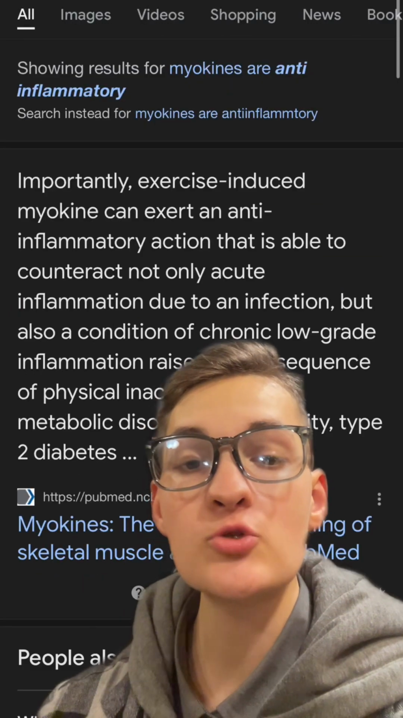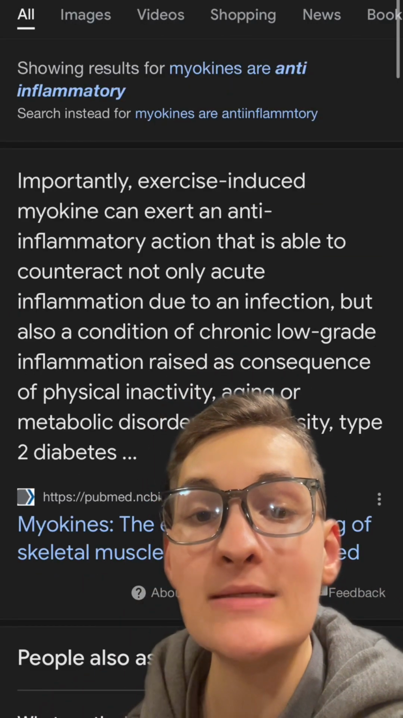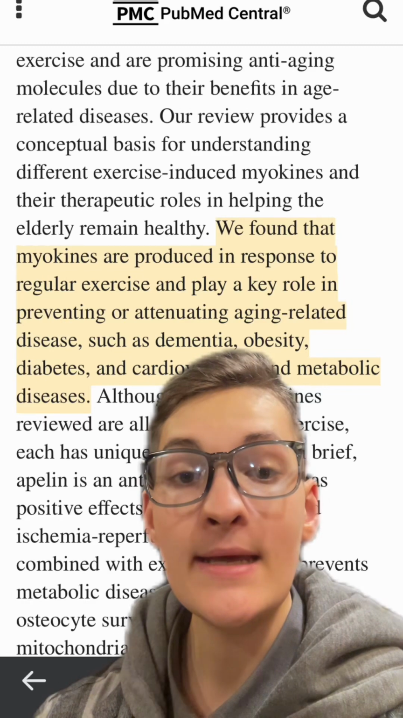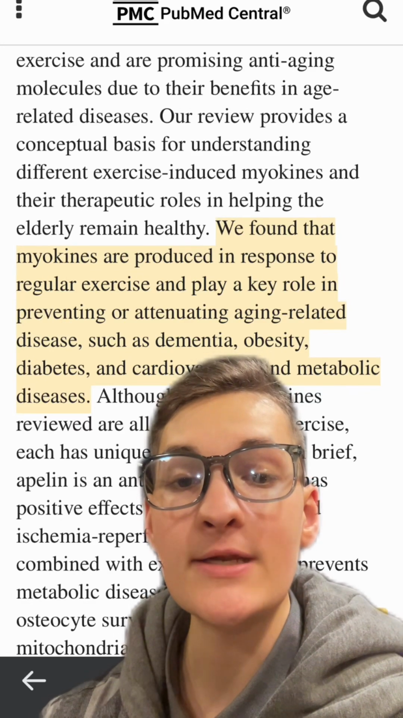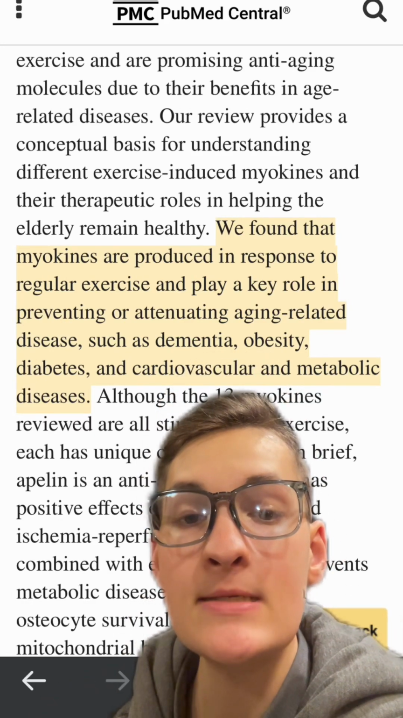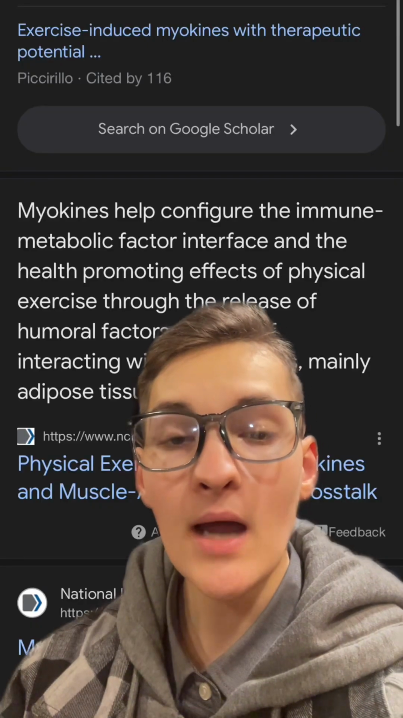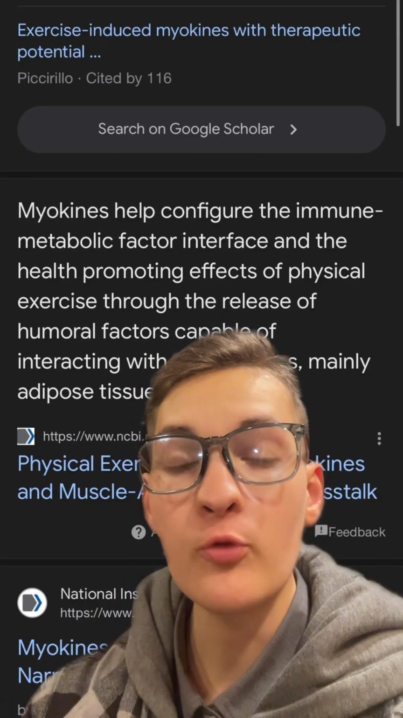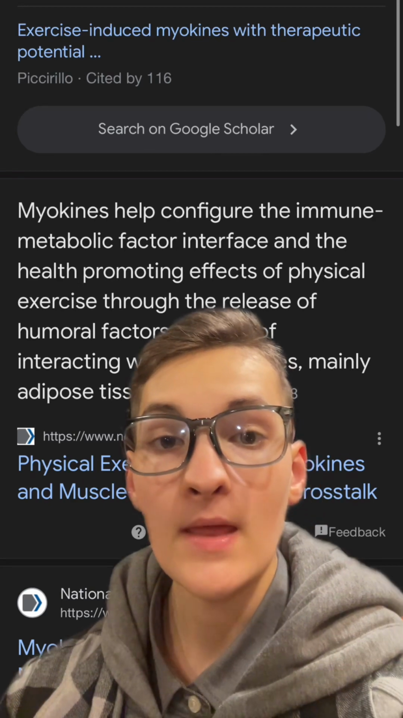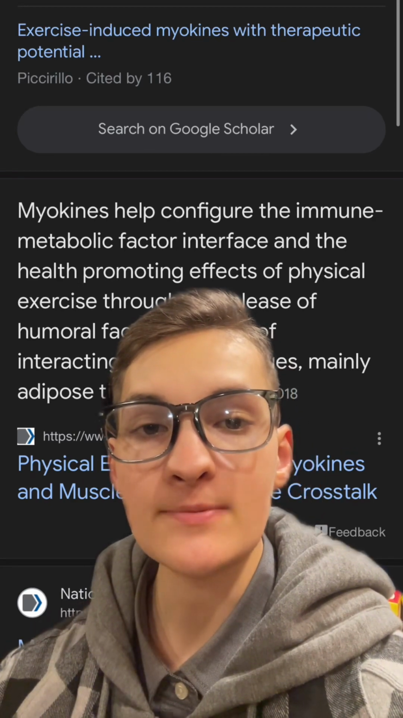However, these cytokines released by the muscle actually have anti-inflammatory actions. In addition, they help us fight off age-related diseases, dementia, obesity, diabetes, cardiovascular disease, and metabolic disease. And myokines are extremely important for the health-promoting benefits of exercise and promoting proper exercise adaptations.